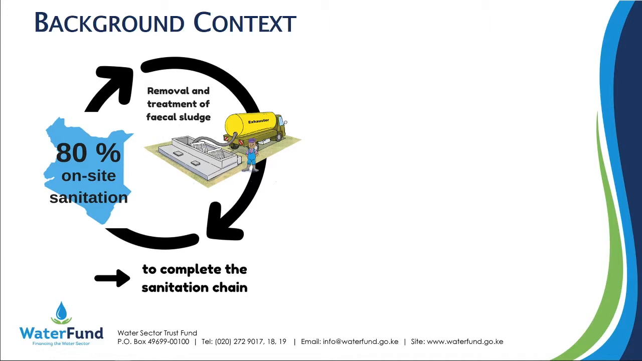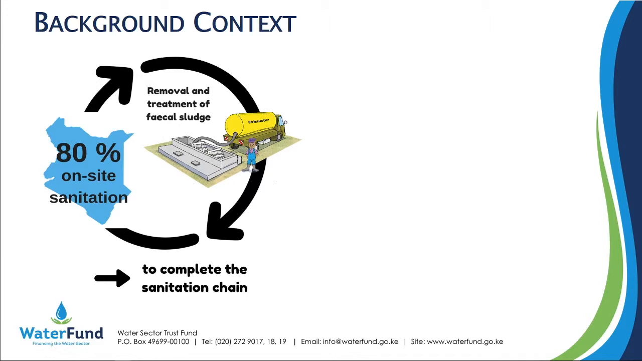In Kenya, 80% of the people rely on on-site sanitation. Of course, on-site sanitation requires removal and treatment of the fecal sludge. In Kenya, we mainly rely on the private sector, mainly because the county governments or the water utilities do not have sufficient emptying facilities. So we rely mainly on private operators, who are the vacuum tankers and also the manual emptiers. After this, the fecal sludge is supposed to be taken to the treatment facilities.